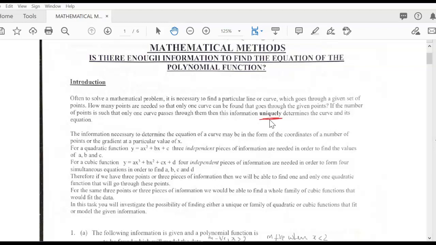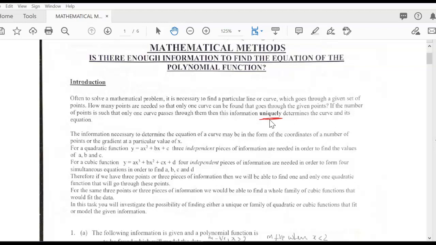I might just underline that. Also for a cubic function, y equals ax cubed plus bx squared plus cx plus d, you need 4 independent pieces of information, because you need to find a, b, c, and d. So you could have 4 coordinates, or 3 coordinates and the gradient. If you didn't have 4 independent pieces, you wouldn't have a, b, c, and d.